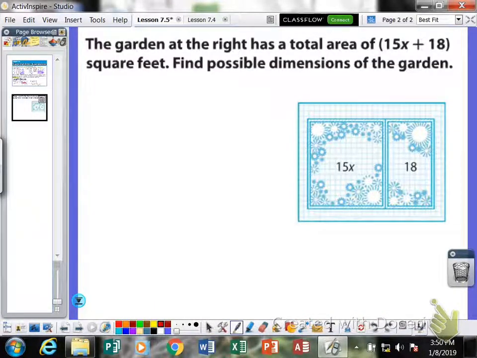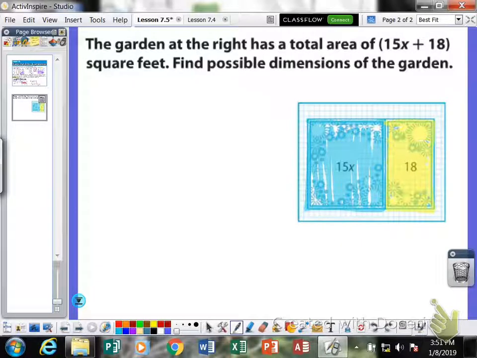The garden at the right has a total area of 15x plus 18 square feet. Find the possible dimensions of the garden. So what we know is the area of the first one, this rectangle I'm coloring in, is 15x. I'll use a different color for the next one, and the 18 here is 18. So I need the possible dimensions, like what is the length, what is the width? Well, that's where this factoring comes into play.